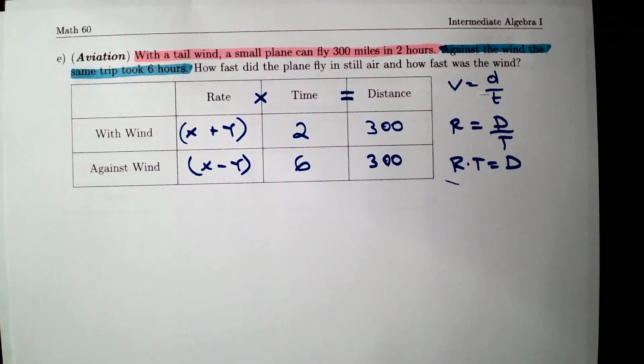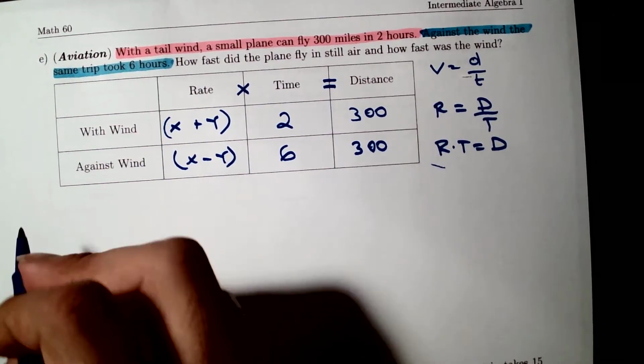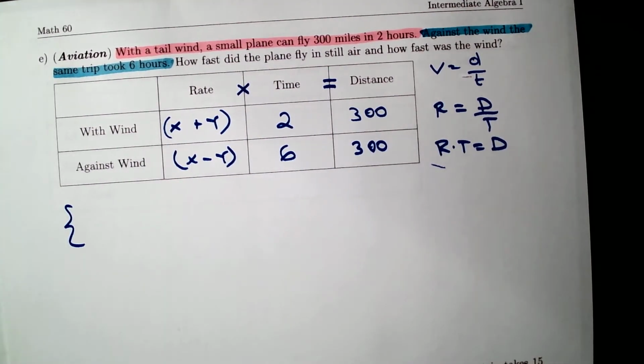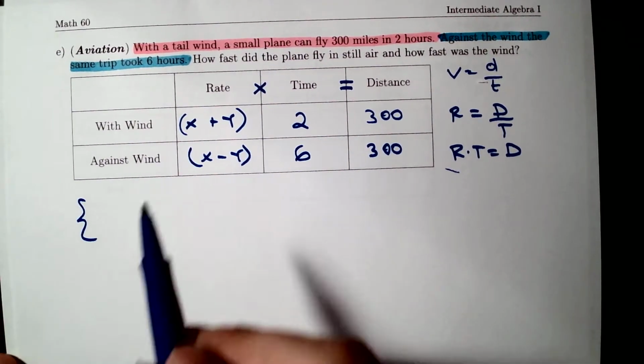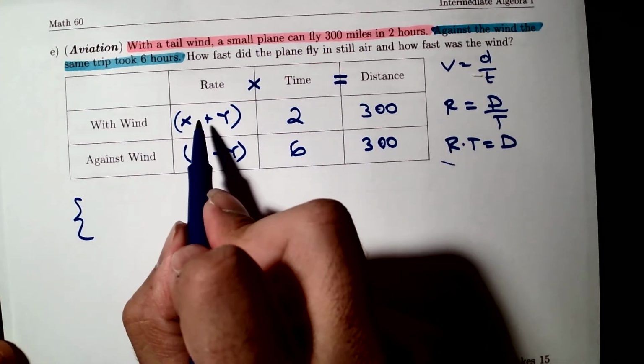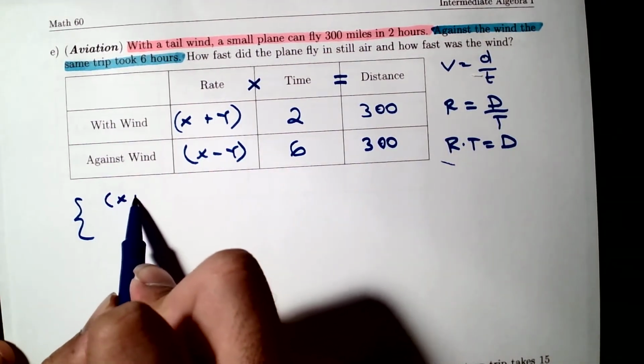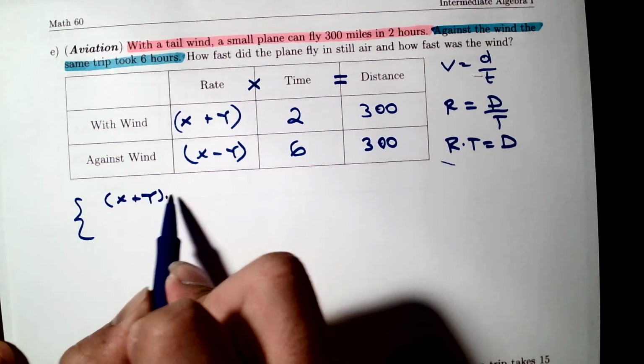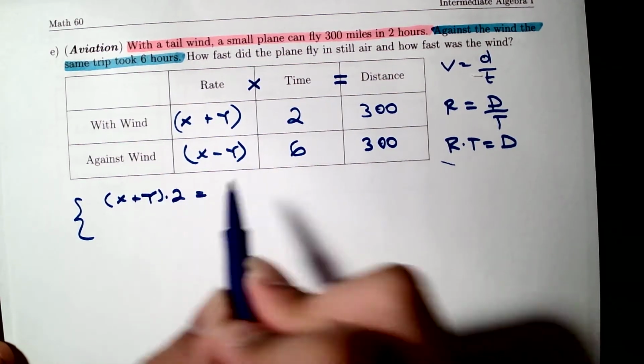Alright, so if we set up the system of equations, we are going to set an equation for the with the wind, that is rate times time equals distance.